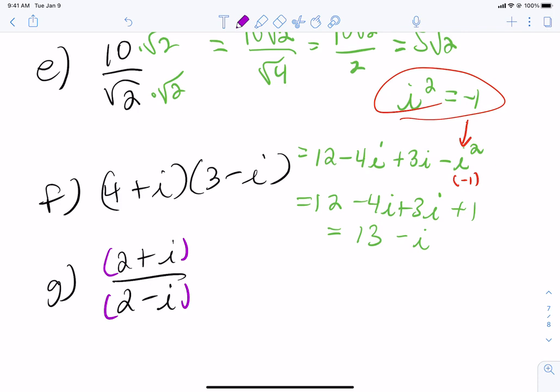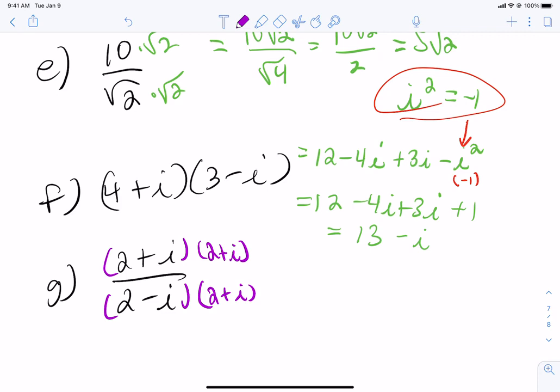Okay, so let's take a look at this one. So the 2 plus i and the 2 minus i, see, didn't you guys luck out? See, normal year, you wouldn't have. So we're going to multiply by the conjugate of the bottom. So the conjugate, you might recall, a plus b, the conjugate is a minus b. So we're going to multiply by 2 plus i on top and bottom. You always do the conjugate of the bottom.